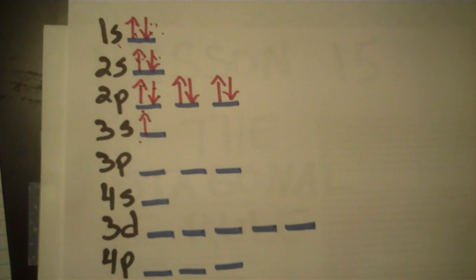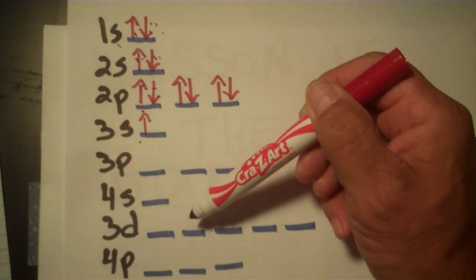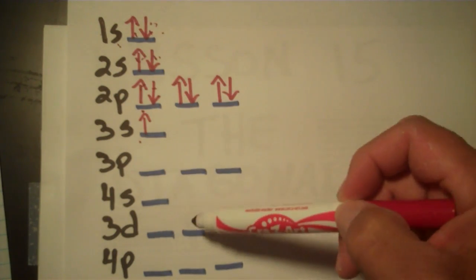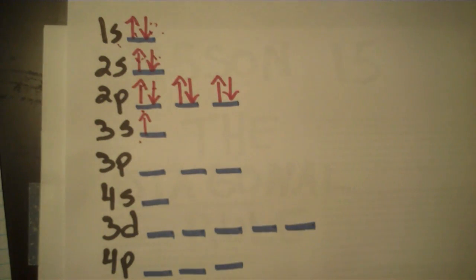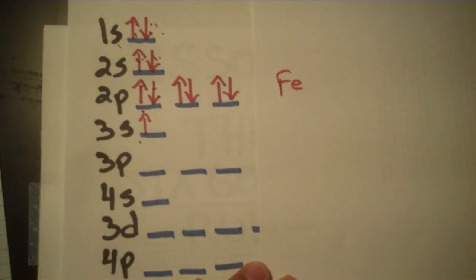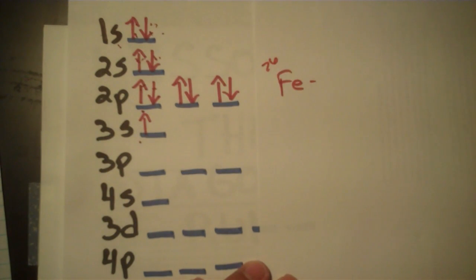Okay, I want to do a larger one to get up to the 3D. So let me see which one I'm going to do. We're going to do number 26, which is iron. All right. So number 26 is iron. Iron is Fe. We'll learn why later. But we need to place 26 electrons.